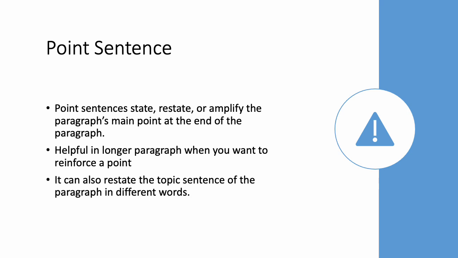And now here's something that's probably a little bit new. You've probably not heard of the name of this type of sentence, but it's called a point sentence, and it actually comes at the end of the paragraph. In fact, it's the last sentence of a paragraph. It states, restates, or amplifies the paragraph's main point. It helps you in longer paragraphs if you want to reinforce a point. It also helps you restate the topic sentence. So it's the conclusion part of the paragraph, and that actually has a name. It's called the point sentence.